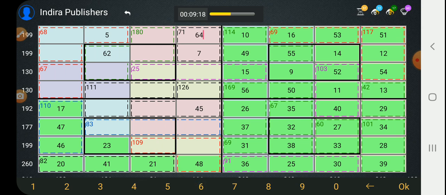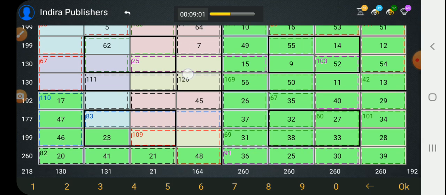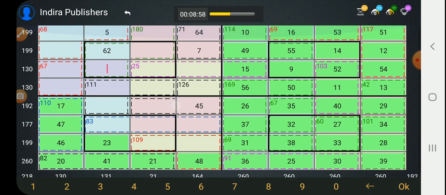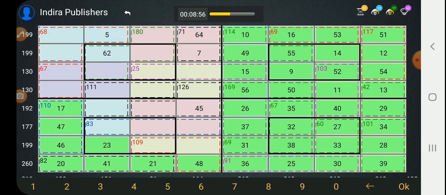64. What is this? So these two is 71. So this should be 59. If this is 59 and this is 62, that is equal to 121. So here you should get 59. If this is 59, what is this? That's equal to 121, 126, 4.